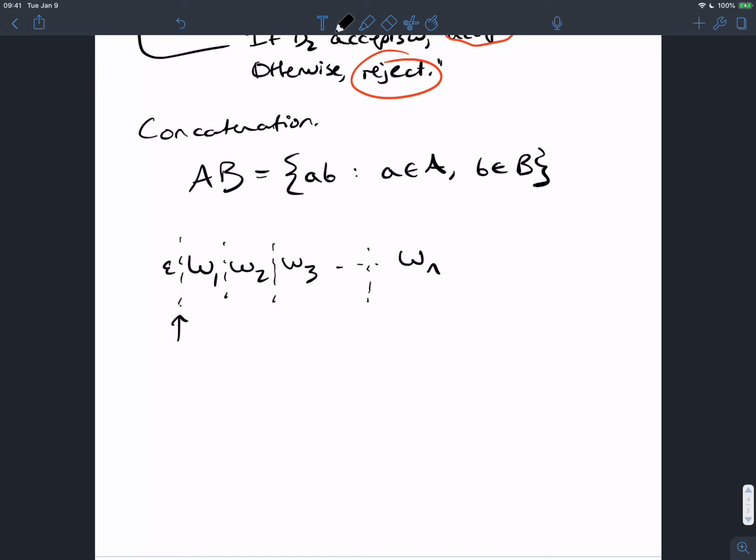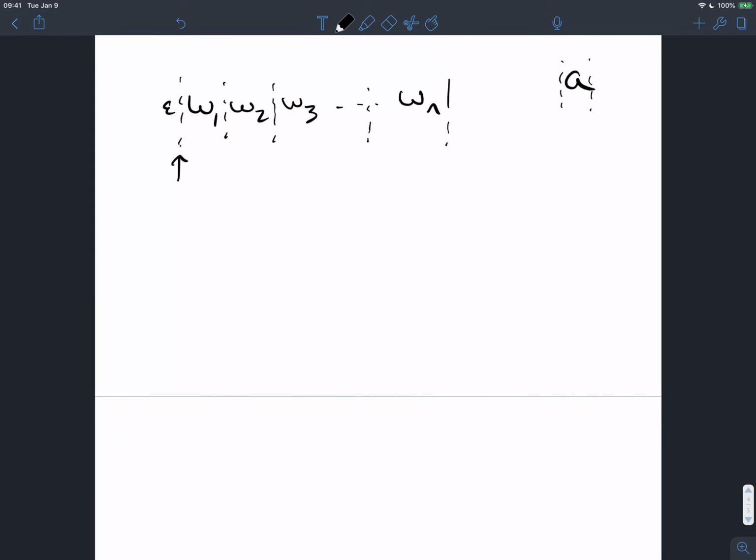Oh, wait a second. How many possible splits are there? Not quite n, a little more. n plus one, right? If I have a single character, how many splits are there? Two, namely this one and this one. So if I have n characters, there are n plus 1 splits. Well, let's say that we do have a split.